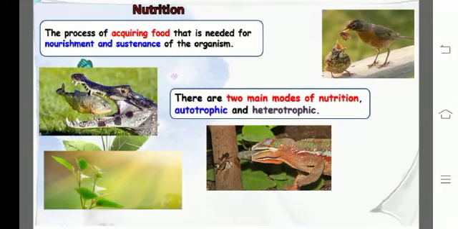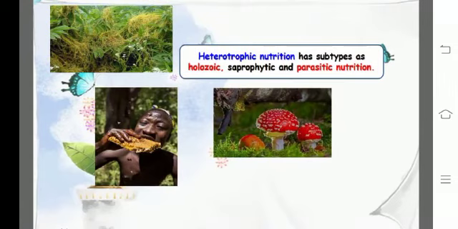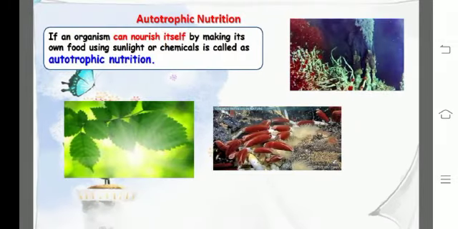Then we saw about nutrition. Nutrition means acquiring food that is needed for nourishment and substance of the organism. Two modes of nutrition: one is autotrophic and another one is heterotrophic. The heterotrophic subtypes are holozoic, saprophytic and parasitic nutrition. Autotrophic means if an organism can nourish itself, it is called autotrophic nutrition.